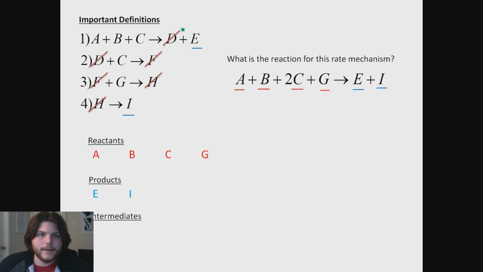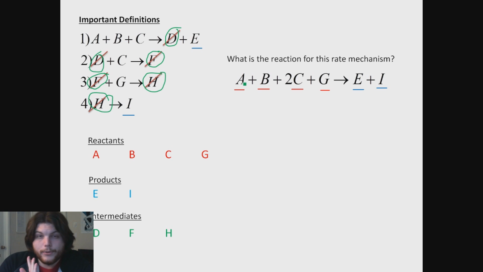Here we'll find that's going to be D, because it is both produced in the first step and used up in the second step. F is produced in the second step but used up in the third step. And finally H is produced in the third step but used up in the fourth step. You'll see here that I've handily labeled them D, F, and H. So those are our intermediates.